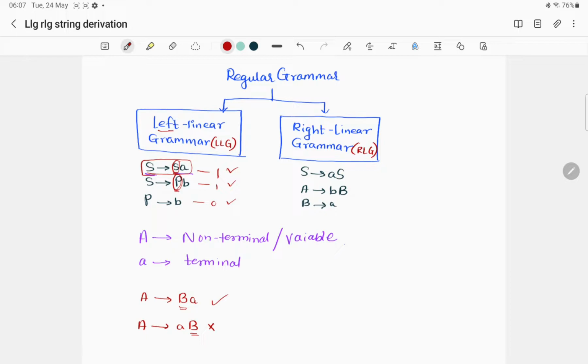Now let's see what a right linear grammar is. A right linear grammar is exactly the same way but the opposite. If you have a non-terminal, it should come as the rightmost symbol. Here I have a non-terminal which is the rightmost symbol. Here I have a non-terminal which is also the rightmost symbol. So the last symbol in your production should be the non-terminal. If that is followed, then your grammar is proper. So we know what a regular grammar is, that is, a left linear grammar and a right linear grammar. Now let's solve some questions on it.